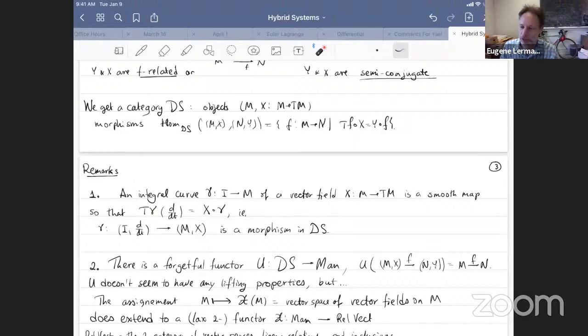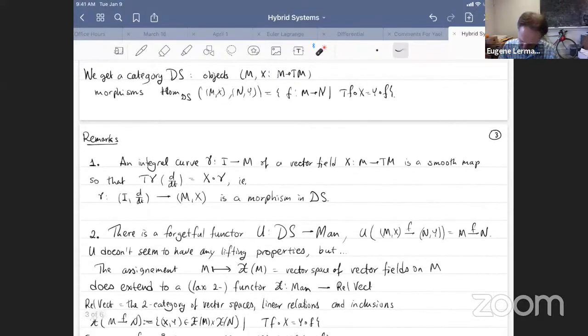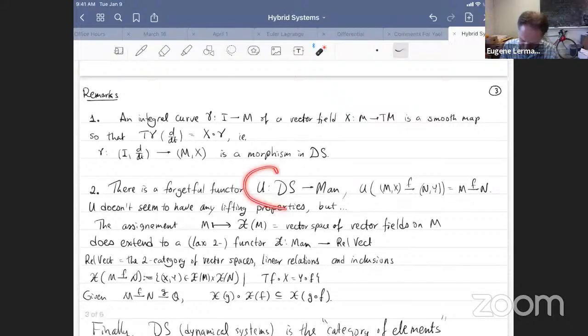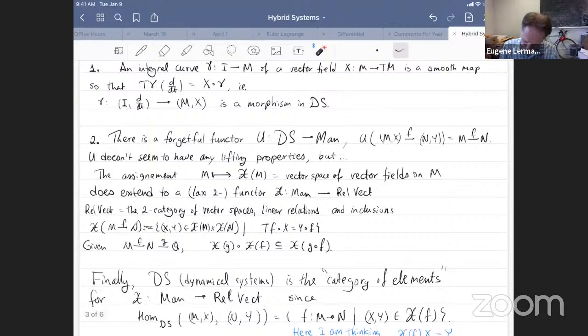And that's useful because if I have two related vector fields and I have an integral curve of the first one, composing with the map between them will give me an integral curve in the other one, because we have a category. There's a forgetful functor from dynamical systems to manifolds. You could just forget the vector fields. I don't think this functor has any lifting properties. I don't think it's either a fibration or not a fibration. But I want to think of this as a category of elements sitting over the category of manifolds. The worst category of elements, with quotation marks around them.